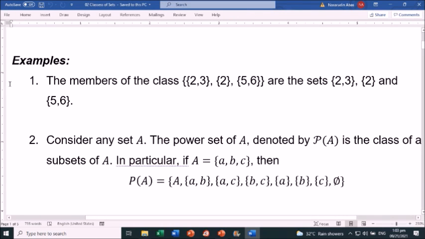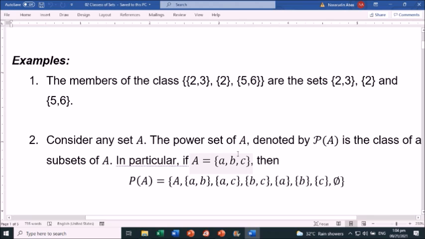Example, this number 1 here. The elements of this set are also sets. So that's why this set is called a class, because its elements are sets, like the set containing 2 and 3, the set containing 2, and the set containing 5 and 6 as elements. Example number 2, consider any set A.